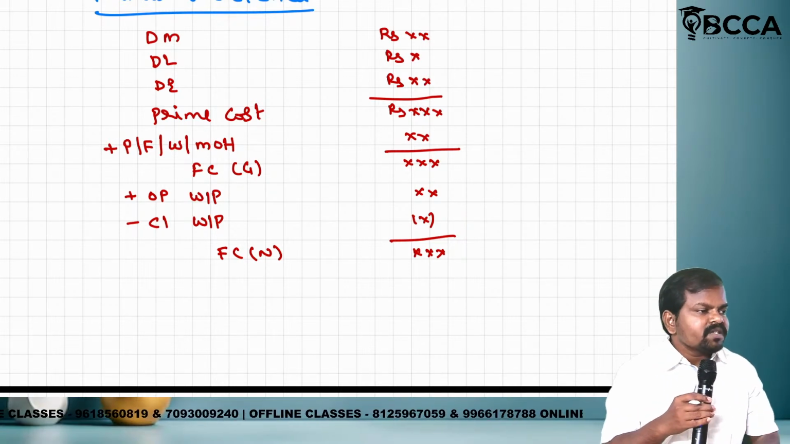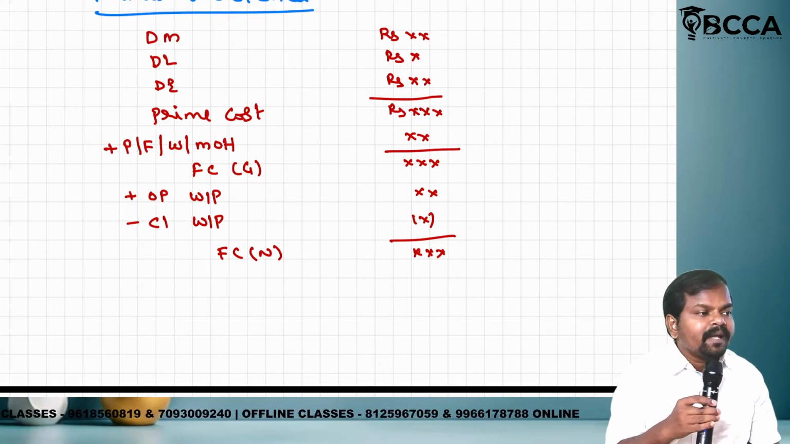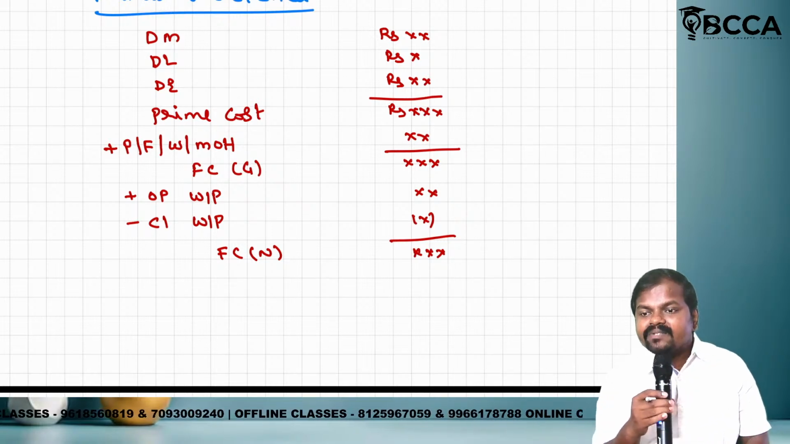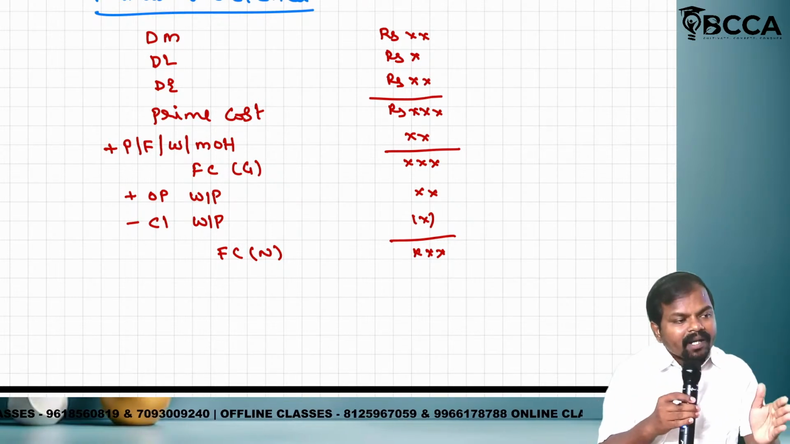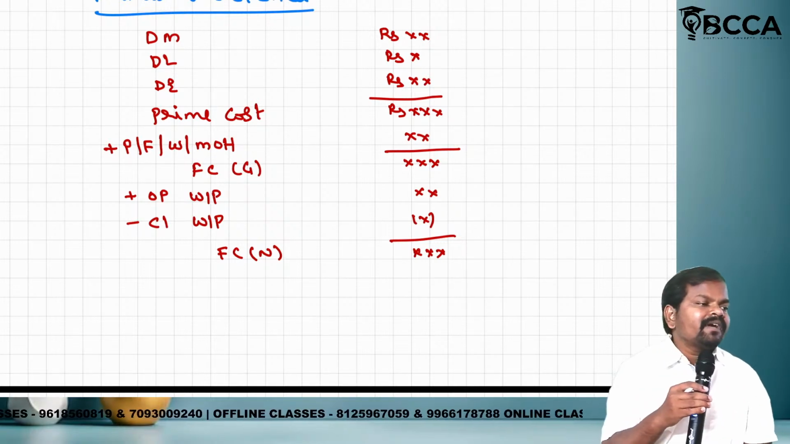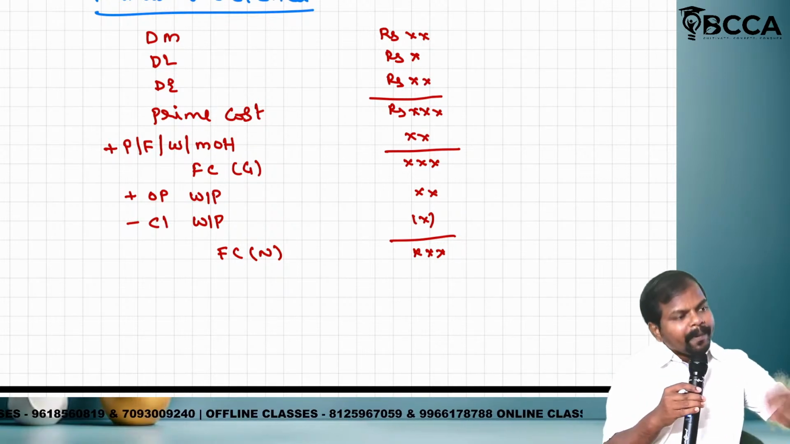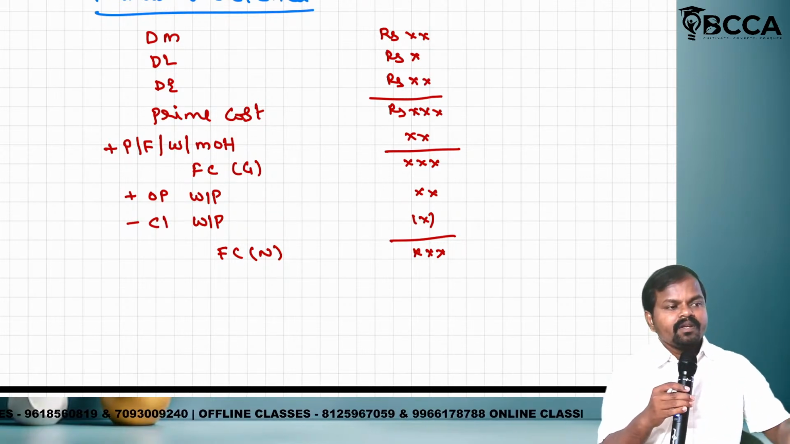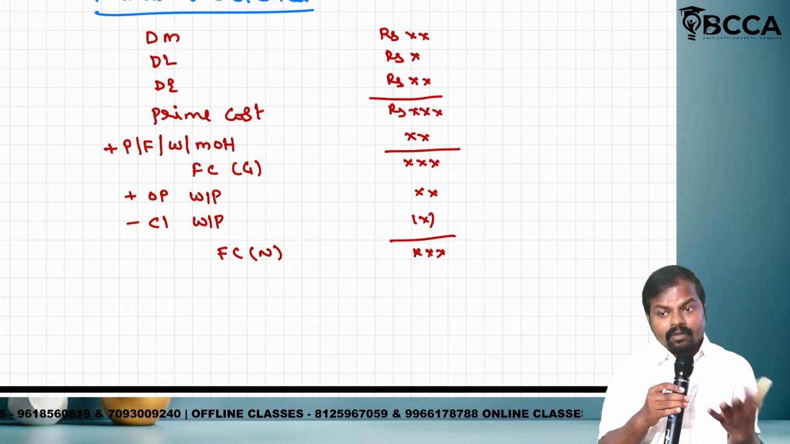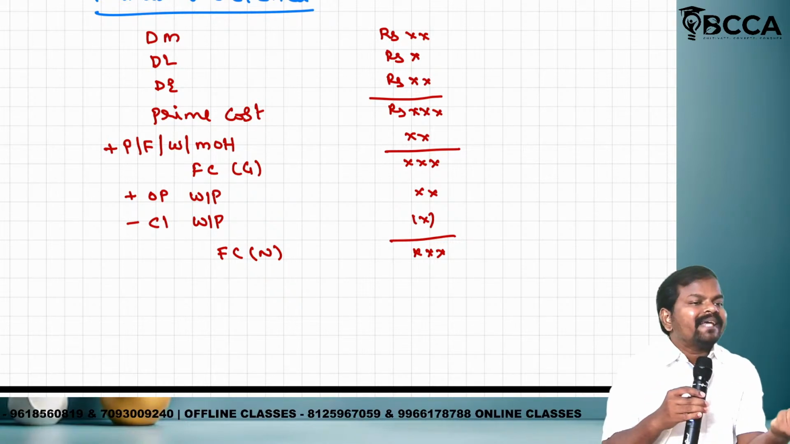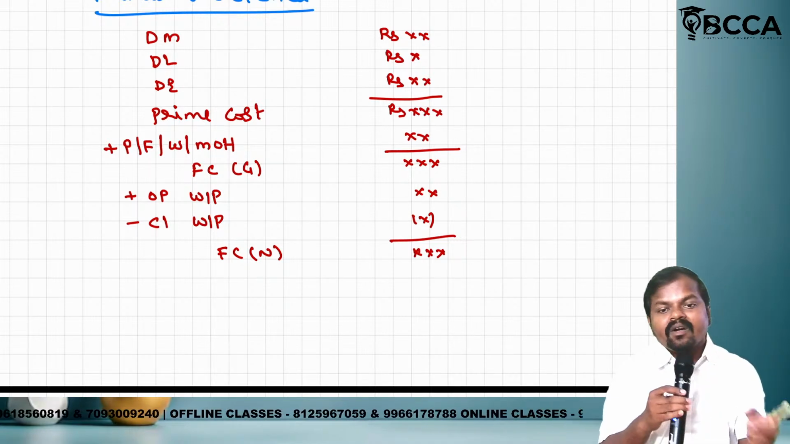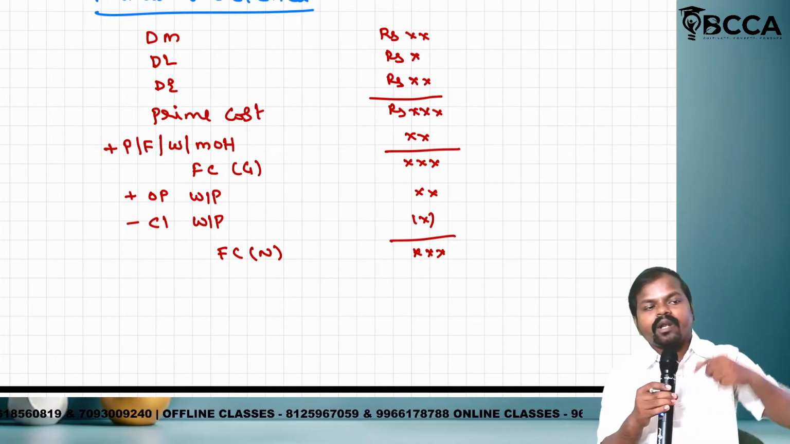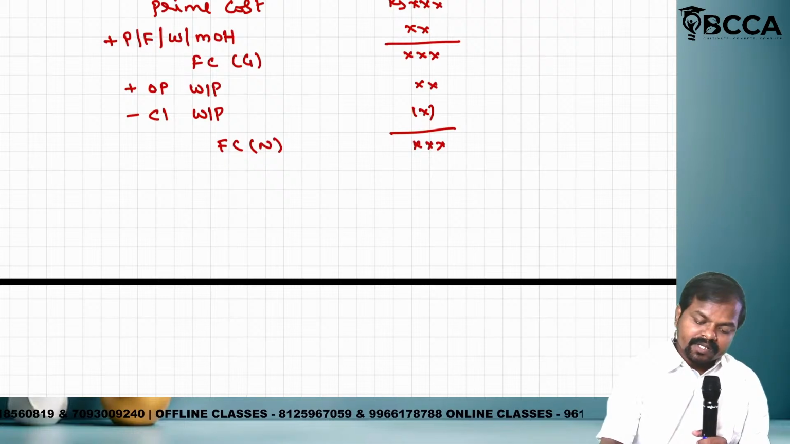Now tell me, what is the difference between factory cost gross and factory cost net? Factory cost gross means without adjustment of WIP. Factory cost net means after adjustment of WIP. WIP means work in progress. What is meant by work in progress? Such work is still pending. Some more work is to be done to complete it as a finished good. Such stock will be referred to as work in progress.